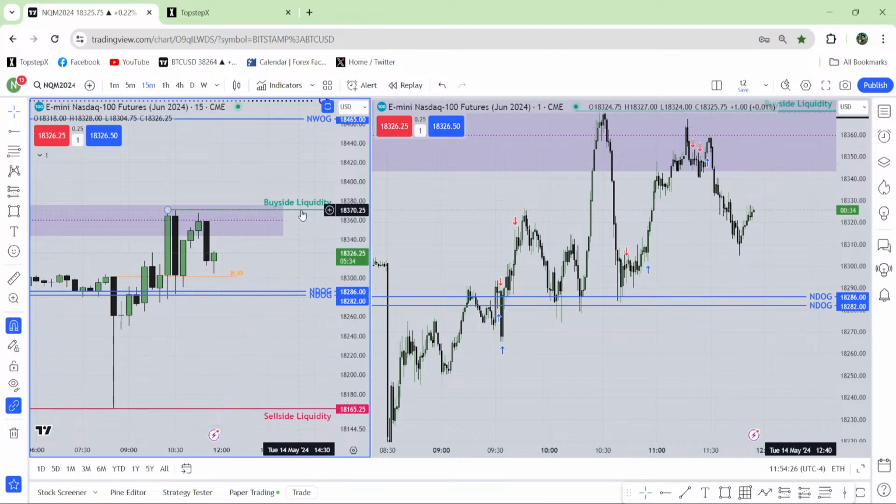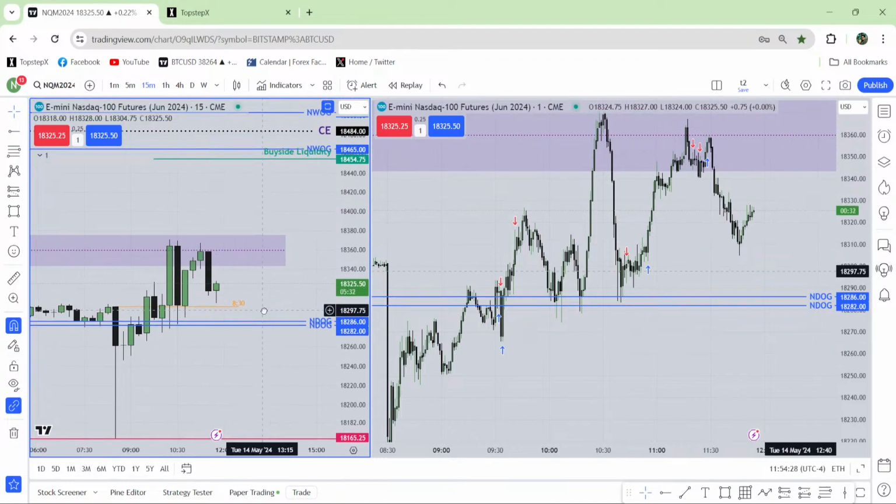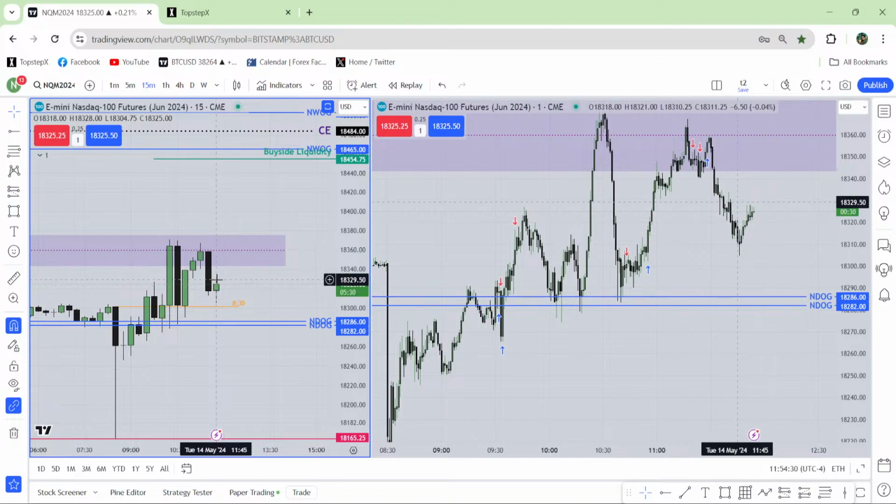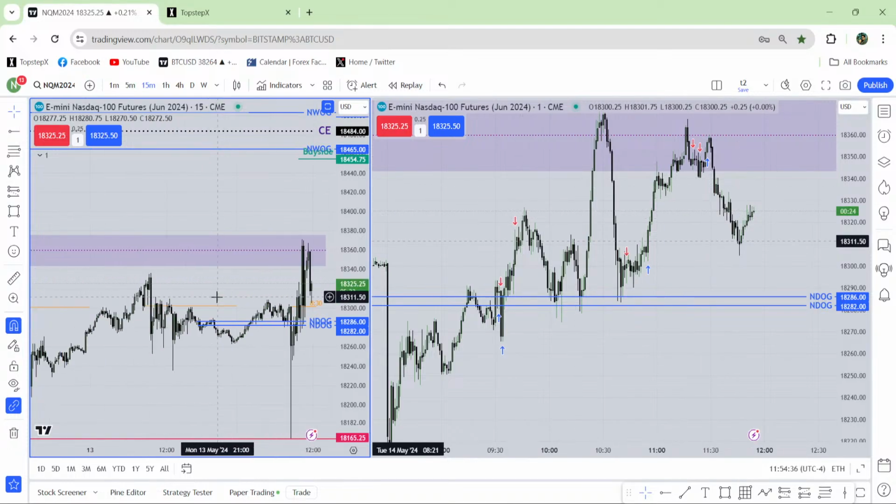If you look for a sell setup, you are thinking that the market is going to fall. Okay, there is no buy side liquidity, nothing. So the market is falling. What you have to do is wait for a bearish fair value gap from the 15-minute chart, just a bearish fair value gap.